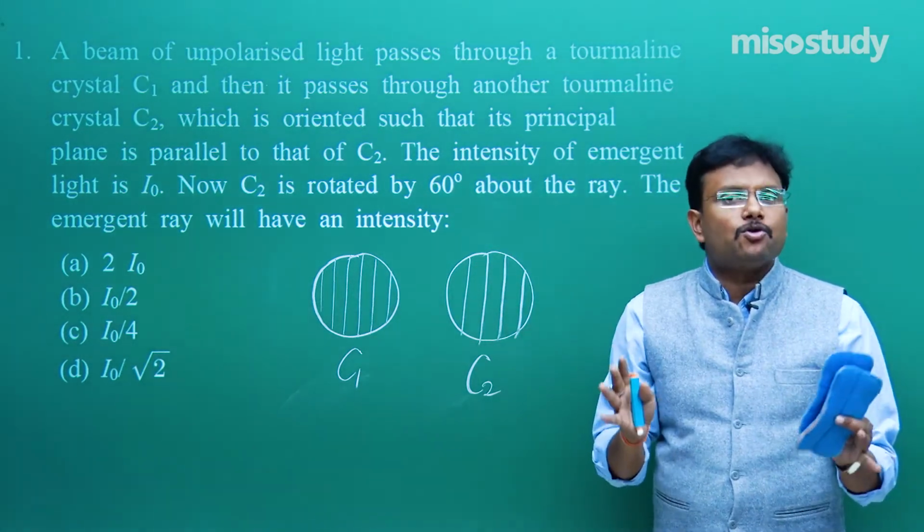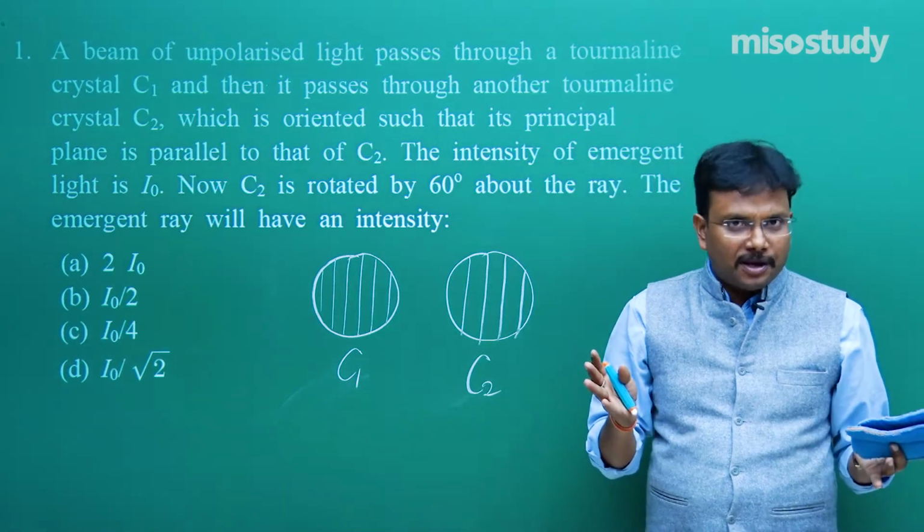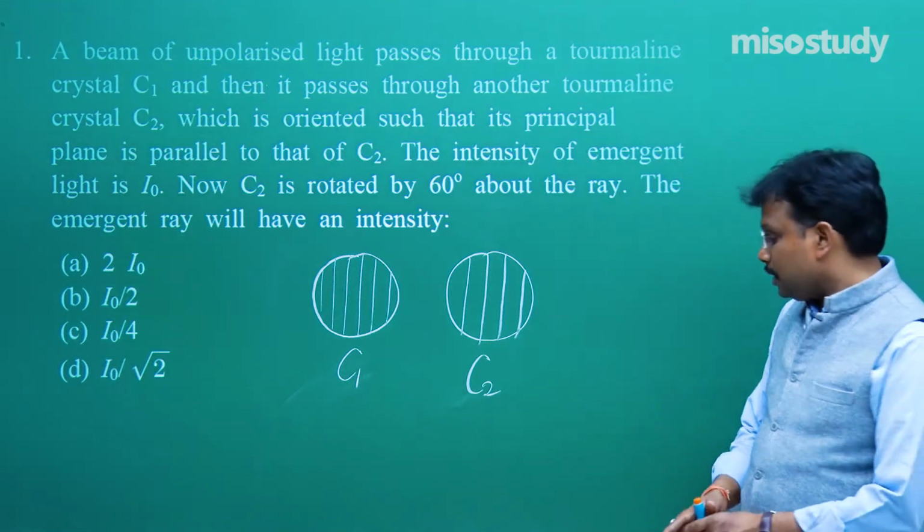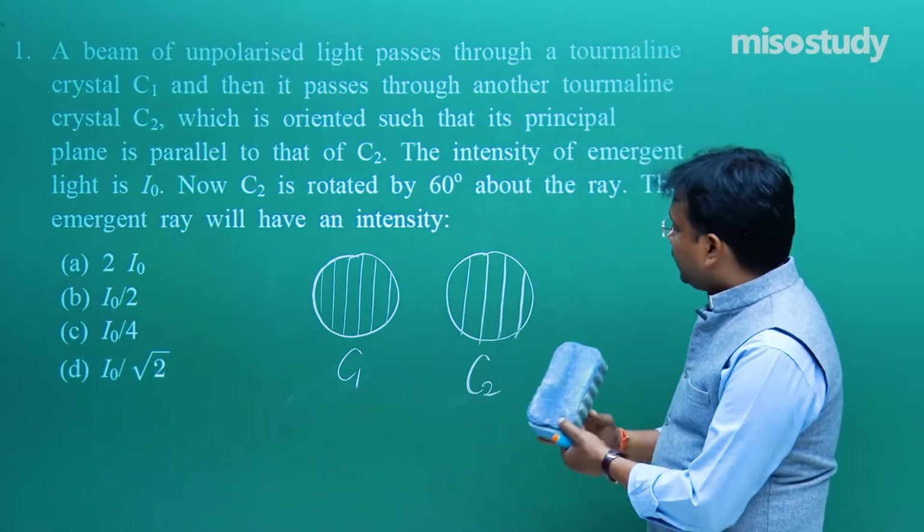You know the formula, I equals I naught cos square theta type of result. Obviously, we will use that result. Now I would like to start how you are going to attempt this problem.